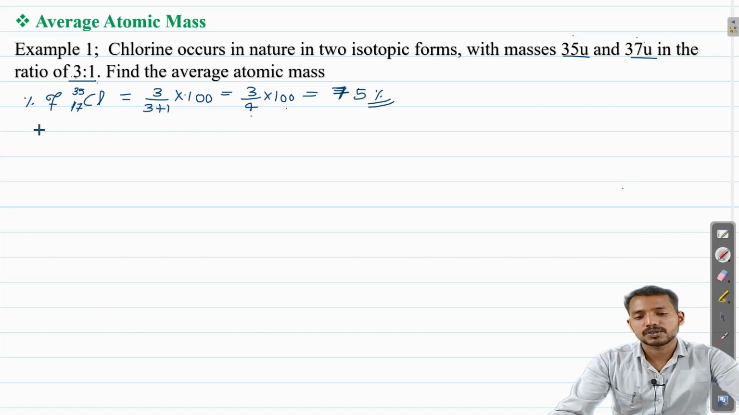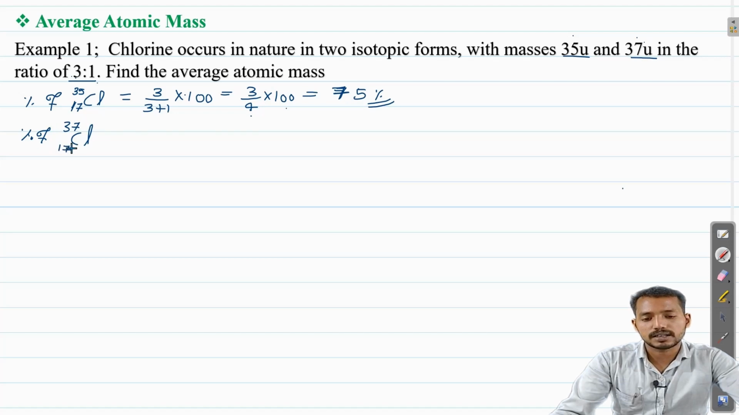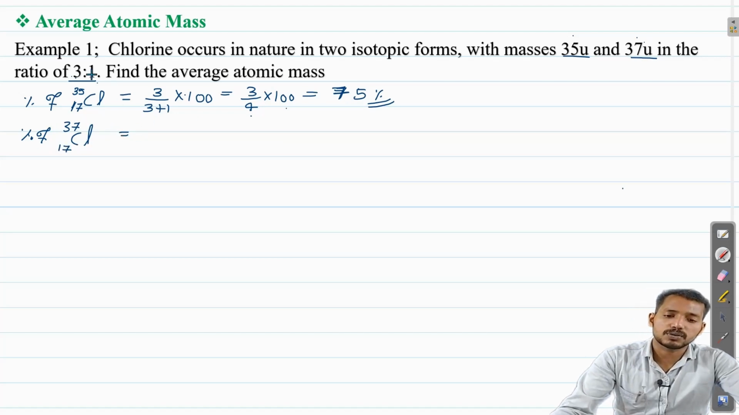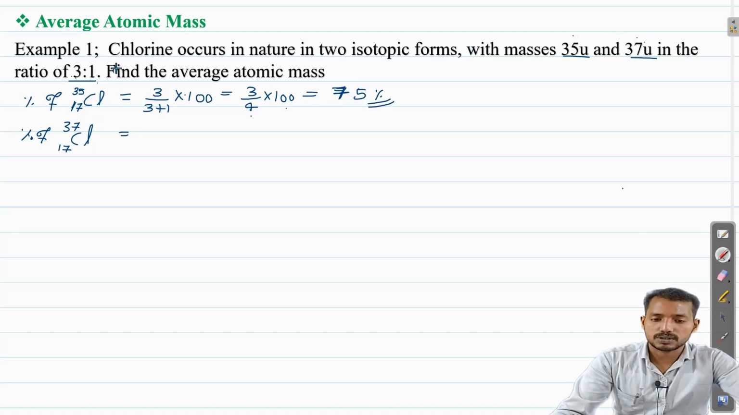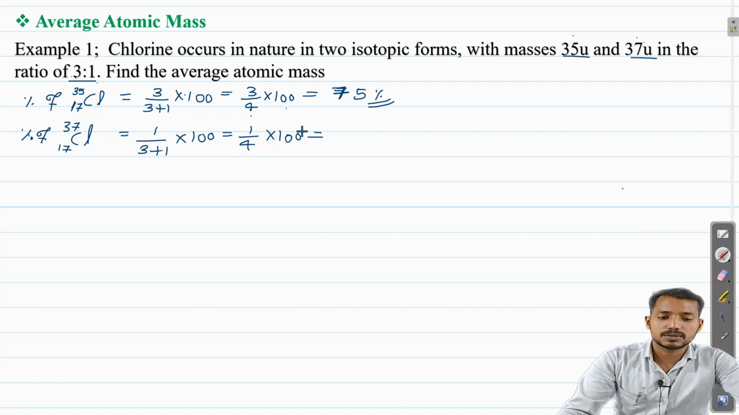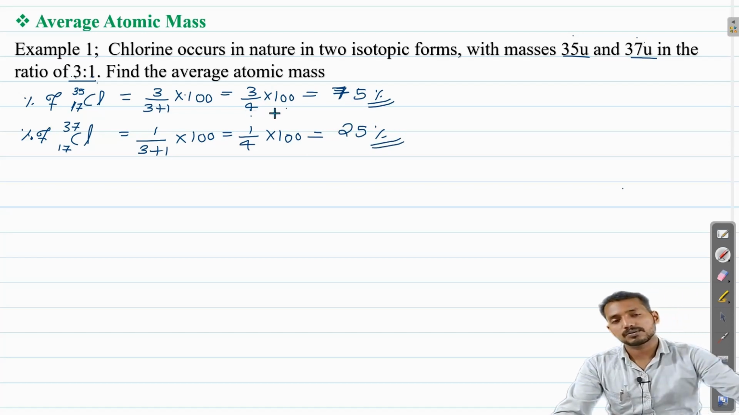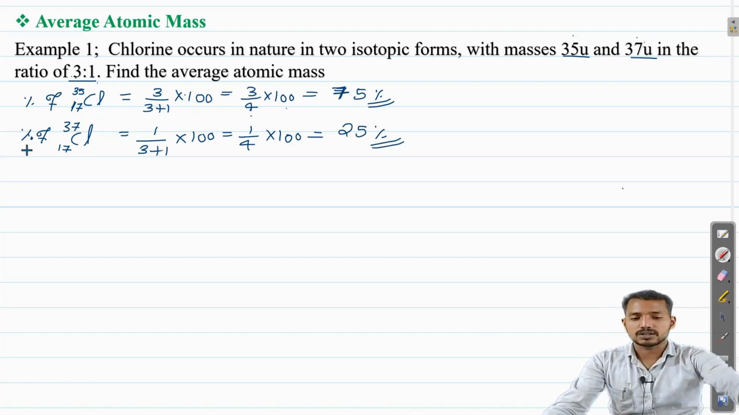75 percent. Similarly, the percentage of the Cl-37 isotope, the other isotope. The corresponding ratio will be 1. 35 to 37 is 3 to 1, which means the ratio corresponding to 37 is 1 divided by 3 plus 1, the same sum of the ratios, into 100, which is 1 by 4 into 100. That means 100 by 4 is equal to 25 percent. Next we are going to calculate the average atomic mass.